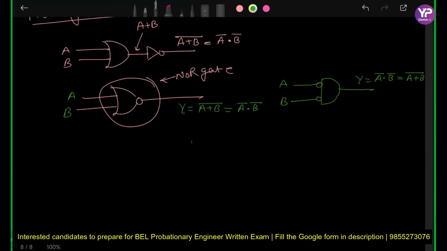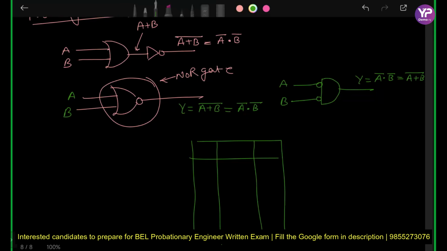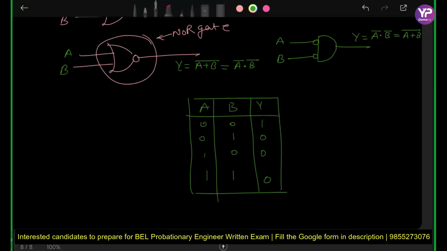If I make a truth table for this one, A, B, output Y: 0 0, 0 1, 1 0, and 1 1. Output Y is going to be 1 here, 0 here, 0 here, and 0 here. Check and let me know. Right, sir. Okay.